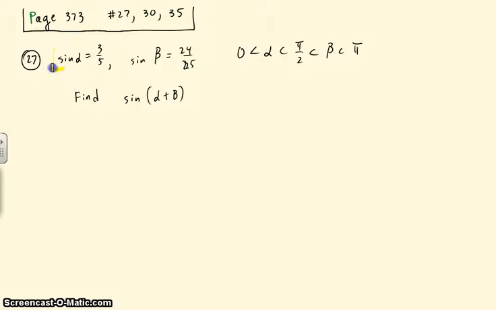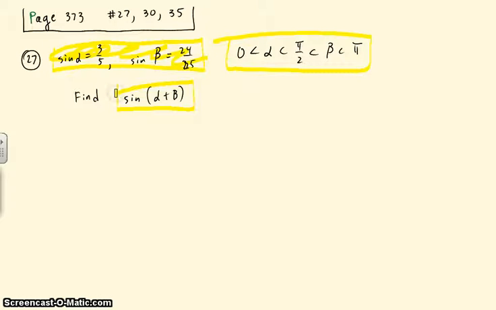27 gives you this information, the sign of alpha and the sign of beta, and some information about where alpha and beta are. It asks you to find the sine of alpha plus beta. So the first thing we're simply going to do is apply the identity that we now know pretty well. It says the sine of an angle plus an angle would be the sine of alpha, the cosine of beta, plus the cosine of alpha times the sine of beta.